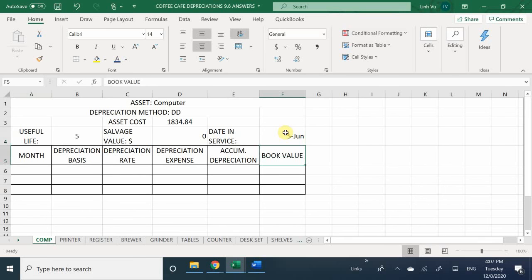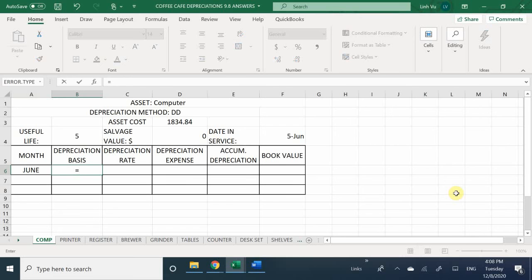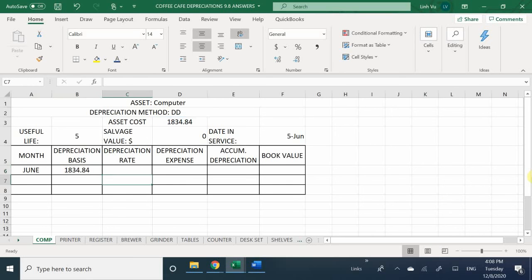Yes, right. When you get your computer, you need to set it up, so you need to turn it on, set it up so it's ready for service. And all you have to do is just plug it in. All right. Because it is the beginning of June, we're going to calculate depreciation for the month of June. Okay. Book value for the computer. Depreciation basis. Good.